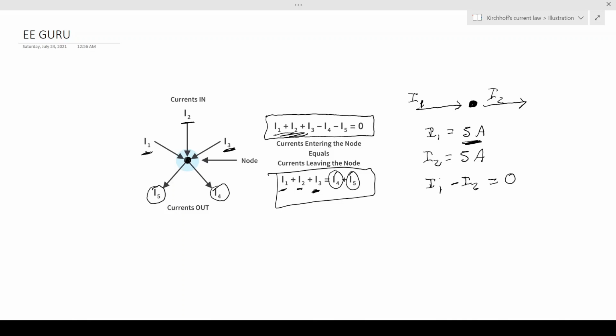And vice versa, if we knew the value for I2, we can predict the value for I1. Or if we knew the value for the current flowing out of the node, we can predict the value for current flowing into the node.